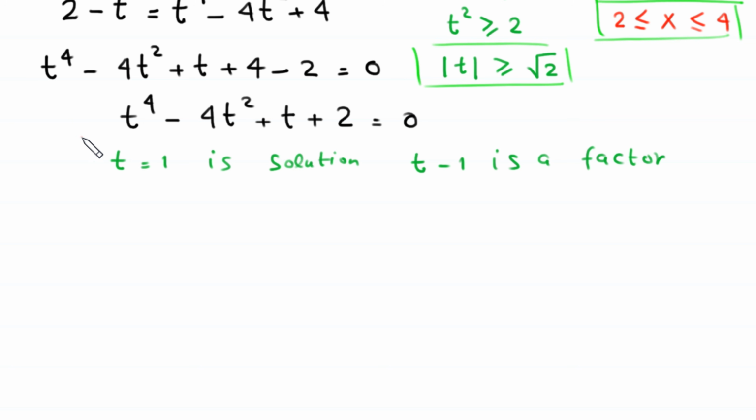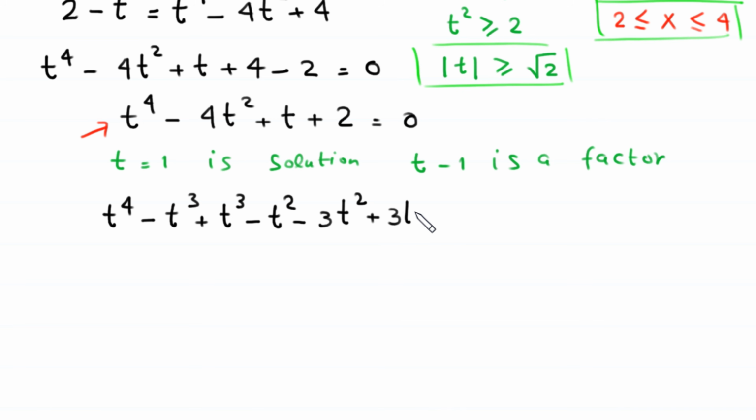So we rewrite this equation as t to the power 4, we subtract t cubed and we add t cubed. We write this negative 4t squared as negative t squared minus 3t squared, and we write this plus t as plus 3 times t minus 2 times t, plus these two remain same, 2 equal to 0.